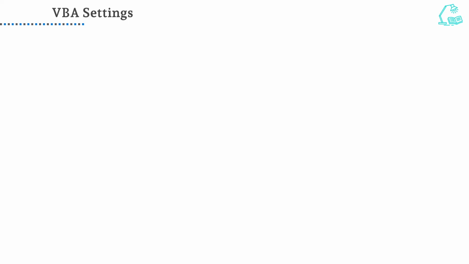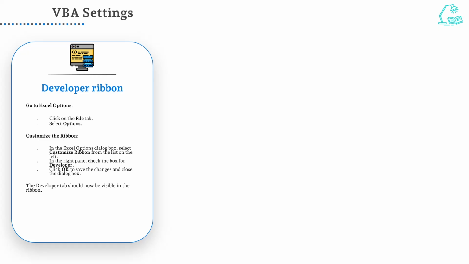Office applications like Excel. Here's why each of these steps is necessary. Let's start with the developer ribbon. The developer ribbon is a toolbar in Microsoft Office applications that provides access to various advanced features, including VBA. Here's why you need to set it up. The developer ribbon includes a button to open the VBA Editor, where you can write and edit your VBA code. It allows you to record macros, which can be a helpful way to automate repetitive tasks without writing code manually.